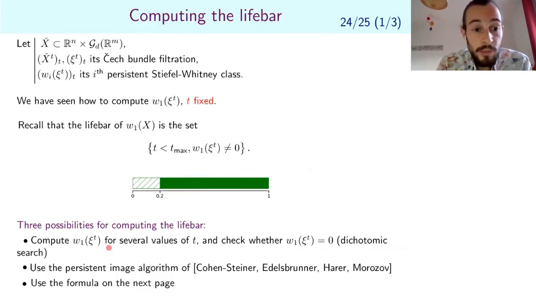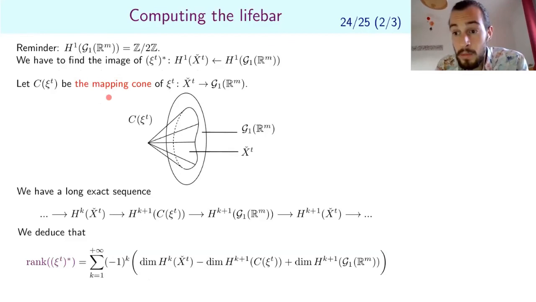You can either compute, as we've seen before, W1 of Xi T for many values of T, and then check if they are zero or not. You could use the algorithm that exists for the persistence of an image. But in this case, there is a simple formula that we can use. Let me show it to you. It is based on mapping cones. The mapping cone is a well-known construction in algebraic topology that allows one to transform a map between topological spaces into a topological space.